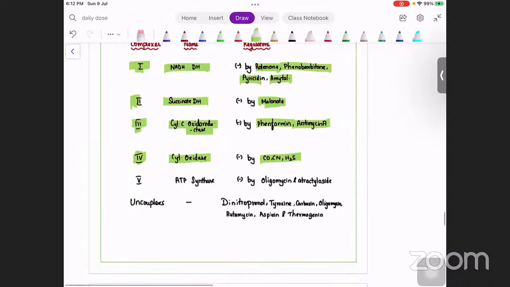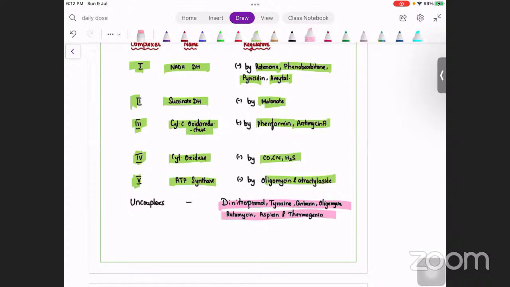While complex 5 is ATP synthase, inhibited by oligomycin and atractyloside. And then you have the uncouplers. What are the uncouplers? We have dinitrophenol, thyroxine, carboxin, oligomycin, rotamycin, aspirin, and thermogenin.